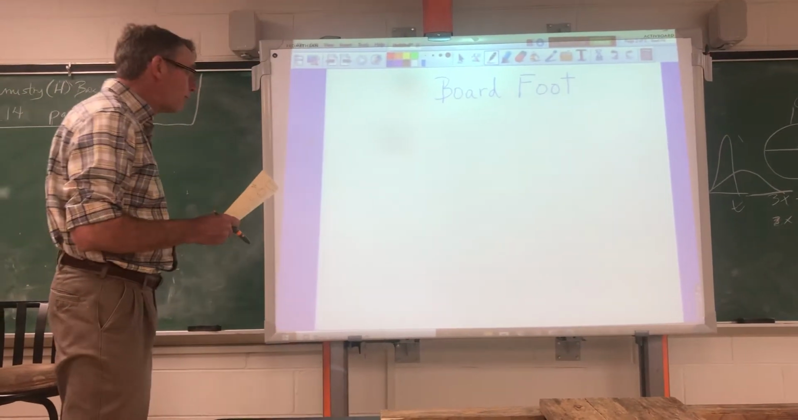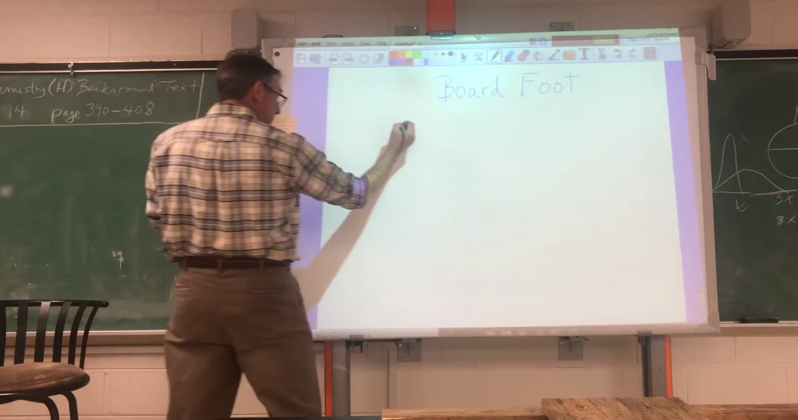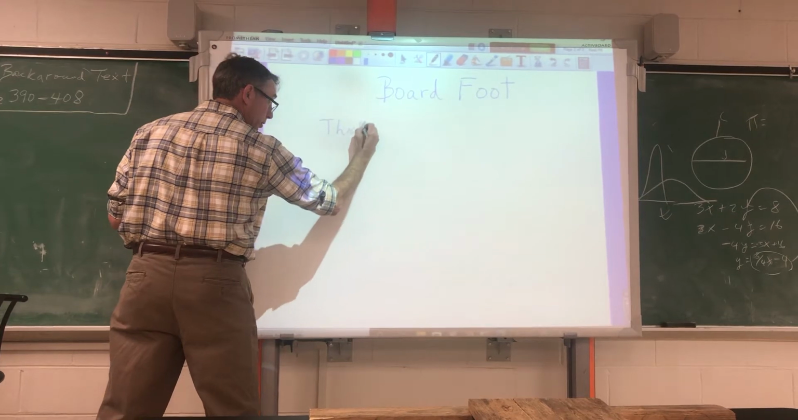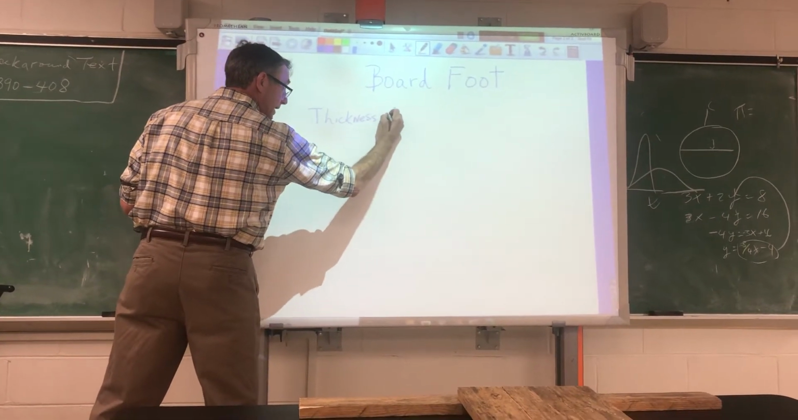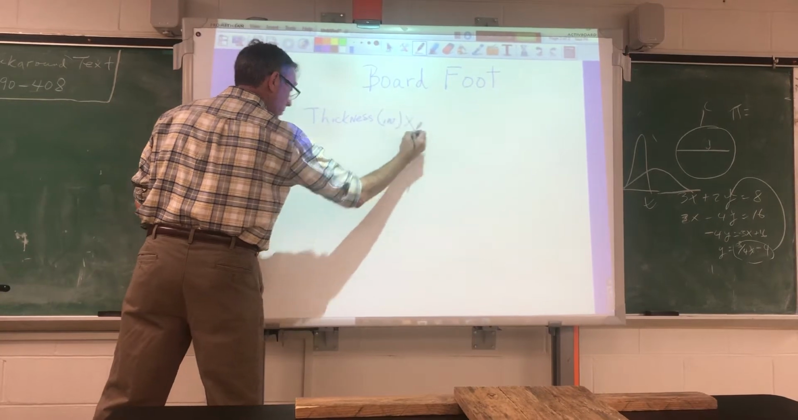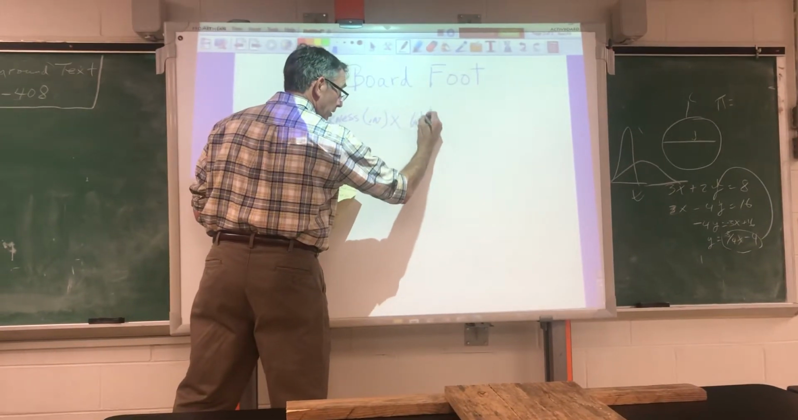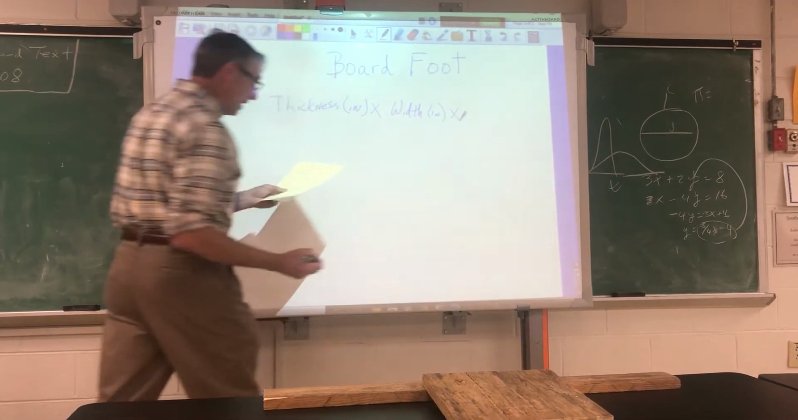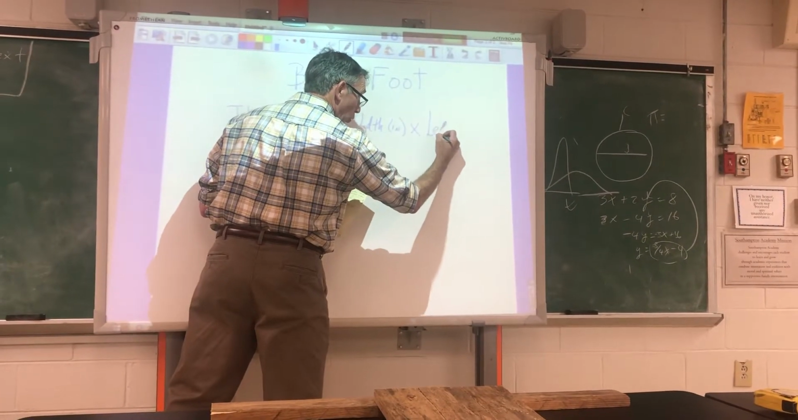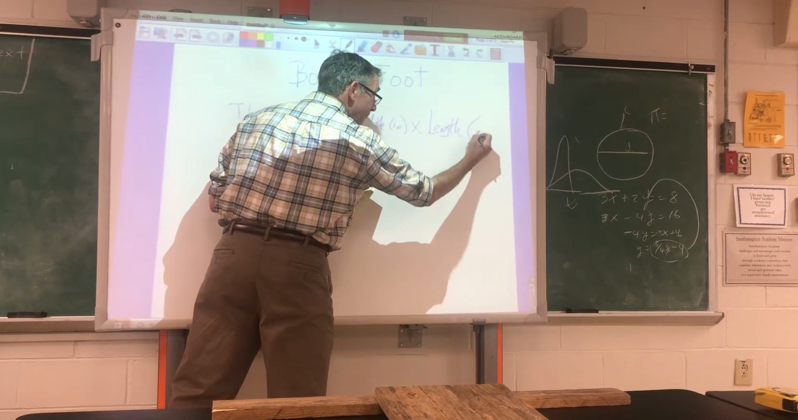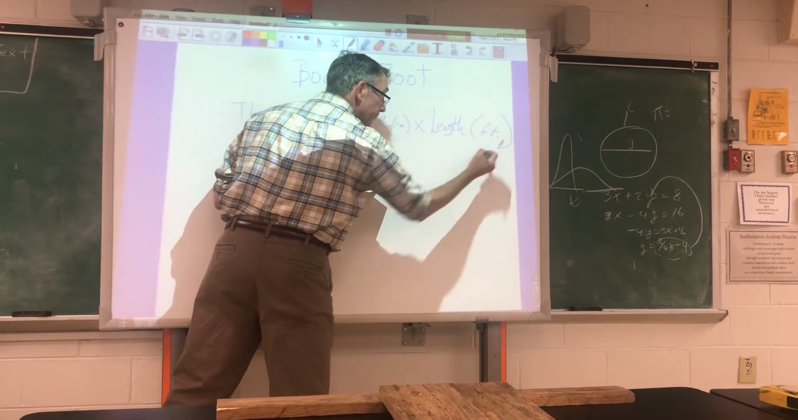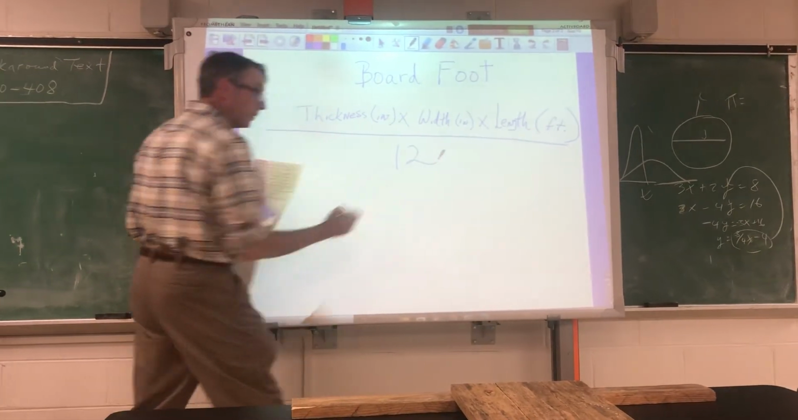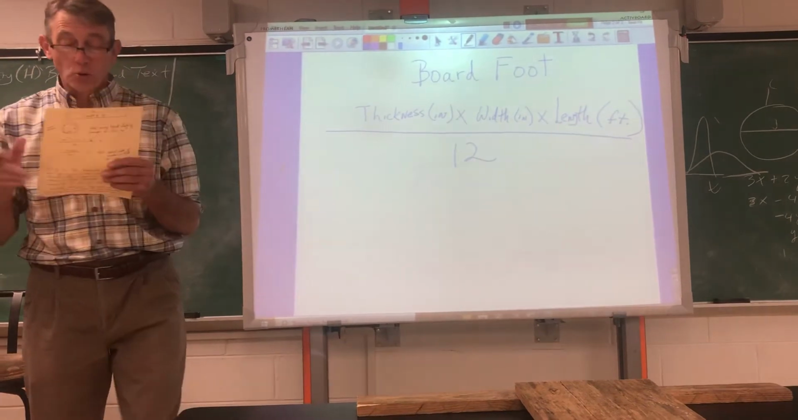So specifically, a board foot, in math terms, is the thickness of the board in inches times the width of the board, also in inches, times the length of the board in feet, okay, not inches this time, all of that over a factor of 12. And that's how one would calculate board feet.